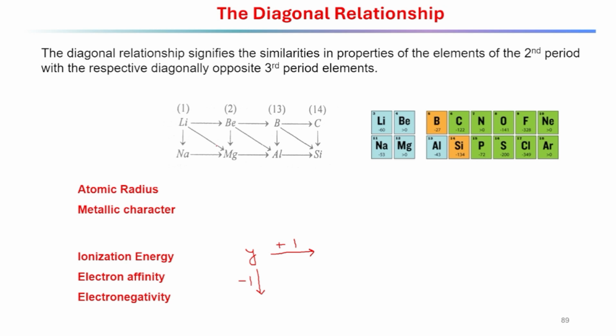Okay. Now we will take this pair, beryllium and aluminum. Now let's consider that for beryllium, our electron affinity, electronegativity and ionization energy values are y. Now when we go from beryllium to boron, these values will increase by plus 1 unit. So in the case of boron, it will be y plus 1.